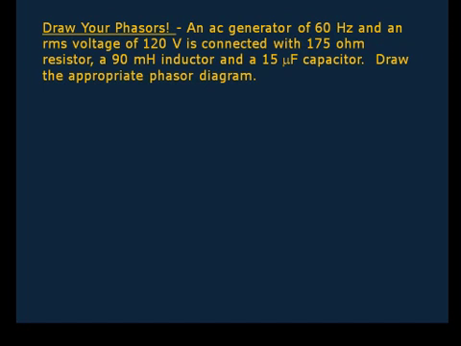In this problem, we are going to learn how to draw phasors for a particular circuit. The circuit we are given has an AC generator operating at 60 Hz and producing an RMS voltage of 120 volts. It drives an RLC combination in series with the value of the resistance R equal to 175 ohms, the inductor 90 millihenry, and a 15 microfarad capacitor.